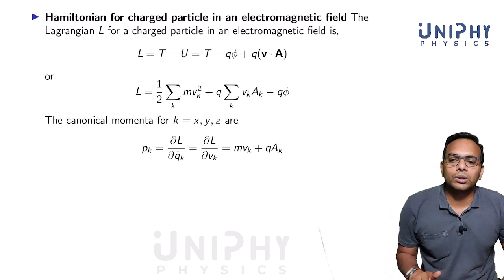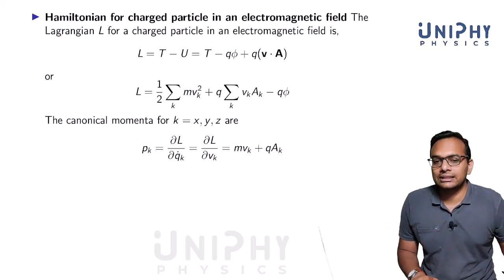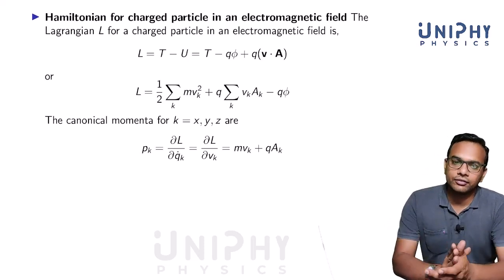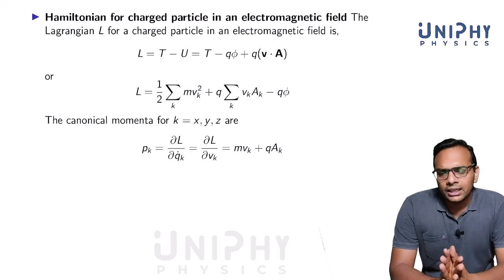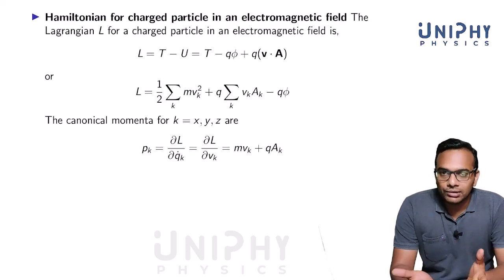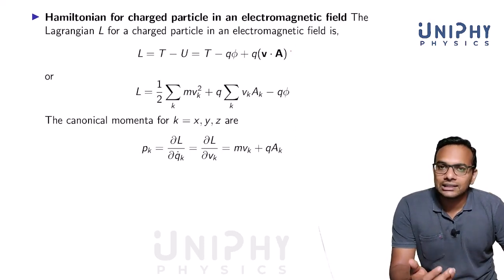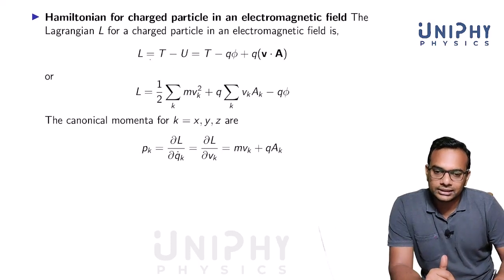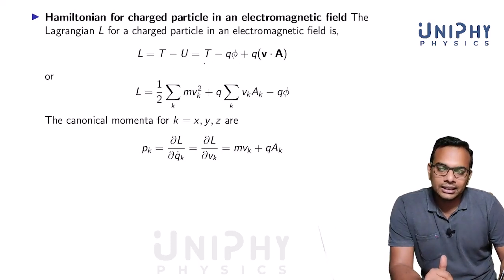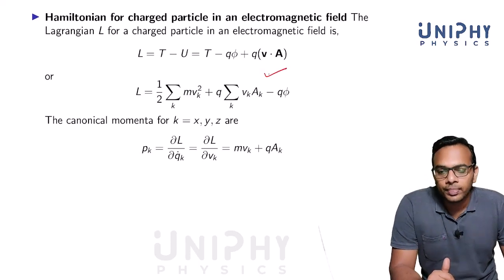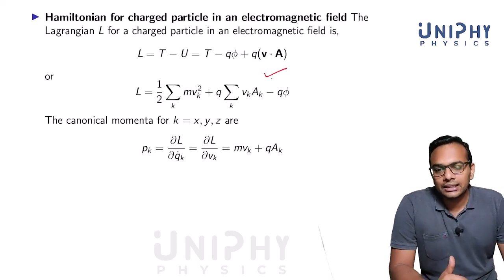Now let's do one important problem, the Hamiltonian for a charged particle in an electromagnetic field. All right. Now in this case, we may not be able to do the same thing, T plus V. This is the place where we use all the steps in the proper way. So the Lagrangian is given here. We know this is the Lagrangian for a charged particle in an electromagnetic field.